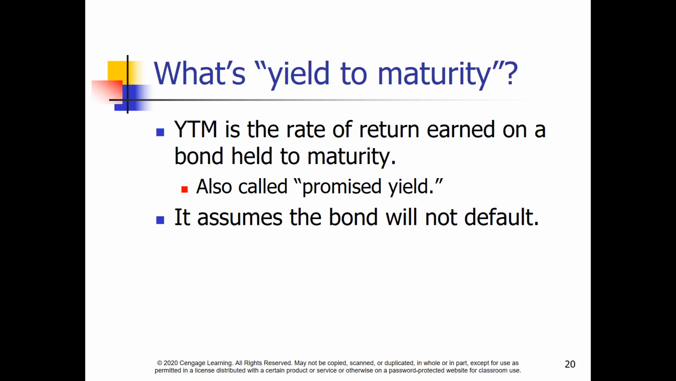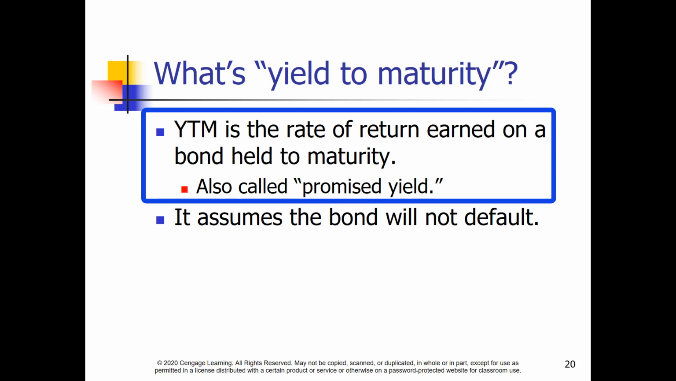The one variable required to value a bond that is not observable is the yield to maturity. Yield to maturity is defined as the market-required rate of return on bonds of similar risk and maturity. It's also the rate of return that will be earned on a bond if bought and held to maturity.